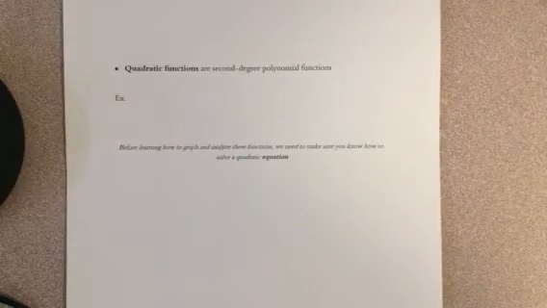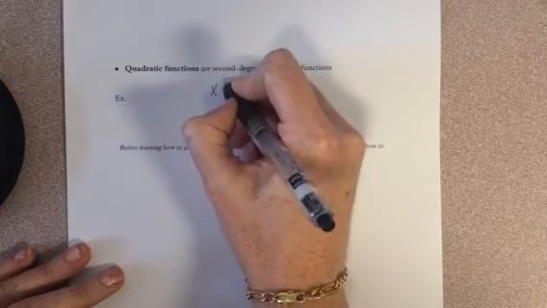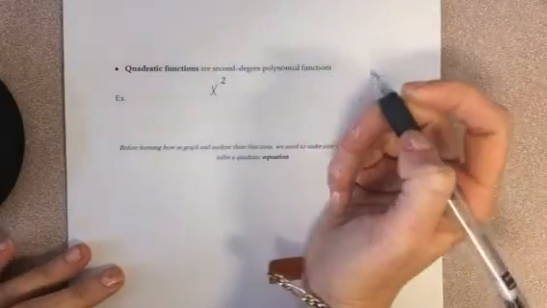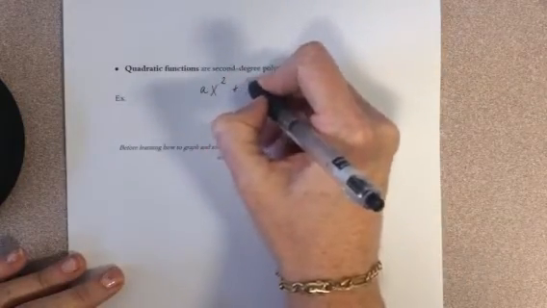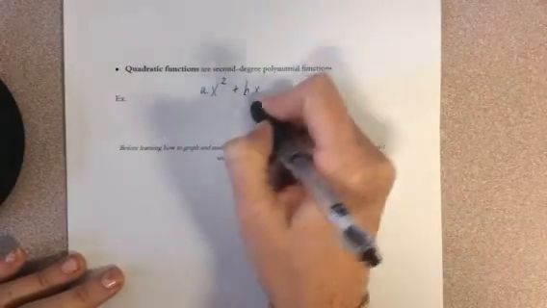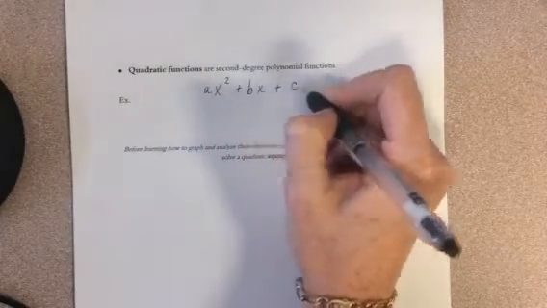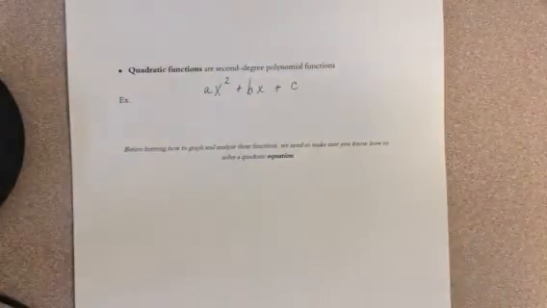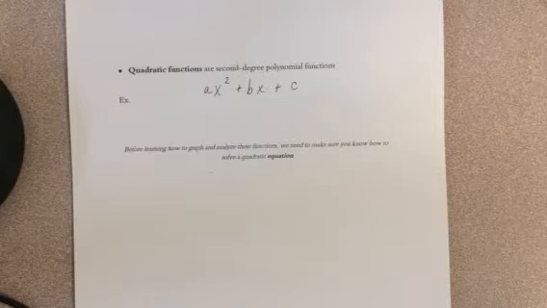Quadratic functions are second-degree polynomial functions, so this just means that the exponent, instead of being 1, will be 2, and then often you will see that followed by a coefficient and x plus a coefficient. So this is a quadratic function in standard form. Before learning how to graph and analyze these functions, we need to make sure you know how to solve a quadratic equation.